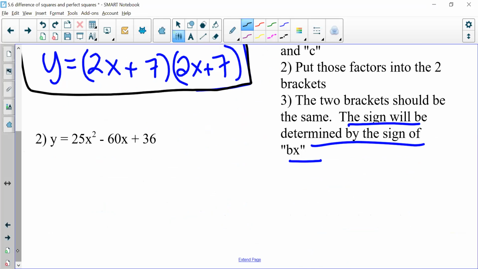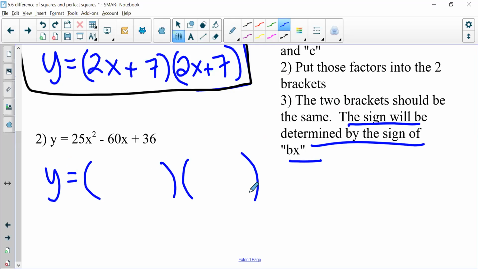Is 60 a result of 2 times 5 times 6? Yes. So this is a perfect square trinomial. Okay, great, but now what do we do? I should be able to factor it. Don't you want to factor?